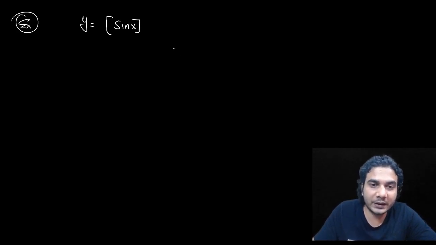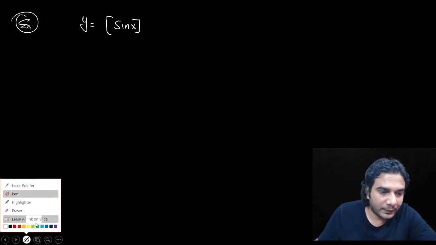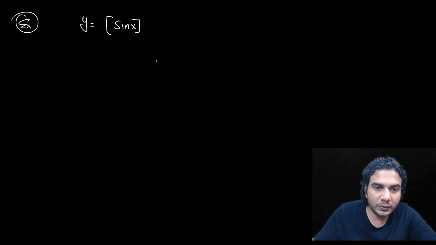So now the first example is y equals greatest integer of sin x. I'm taking this graph because it is very important, and many times we use this graph in integral calculus and differential calculus. So first I'll plot the graph of y equals f(x), y equals sin x, and you can plot the graph between 0 to 2 pi only, because after that sin x will start repeating its values. So obviously the greatest integer of sin x will also start repeating its values, right?